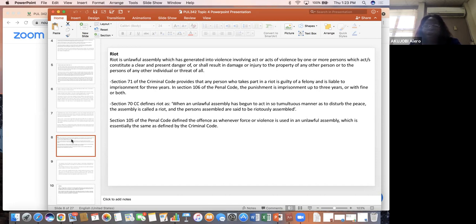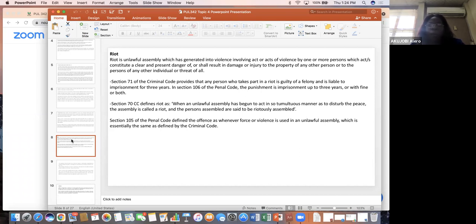It's something that has degenerated into violence, involving acts of violence by one or more persons, which constitute a clear and present danger of, or shall result in, damage or injury to the property of any other person or to the persons of any other individual, or a threat to all. So we see that riot is a full-scale, aggravated unlawful assembly that has degenerated into another kind of thing, presenting danger to all those around. The relevant sections are Section 71 of the Criminal Code and also Section 106 of the Penal Code. The punishment is 3 years with fine or both.